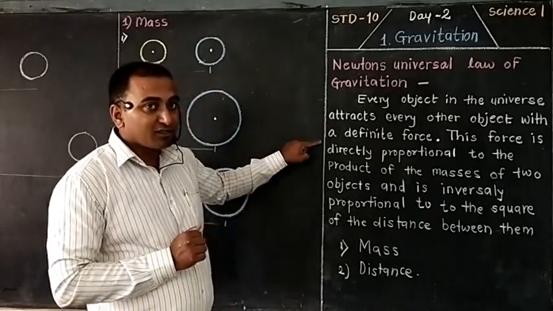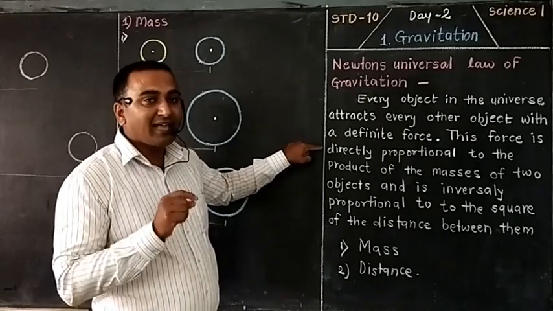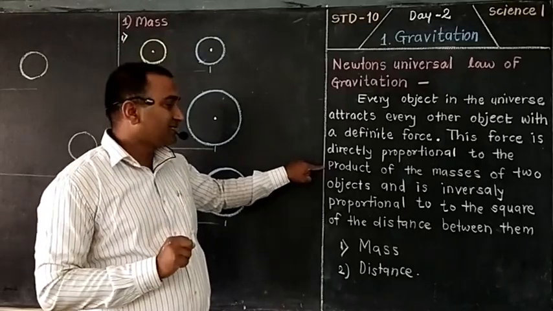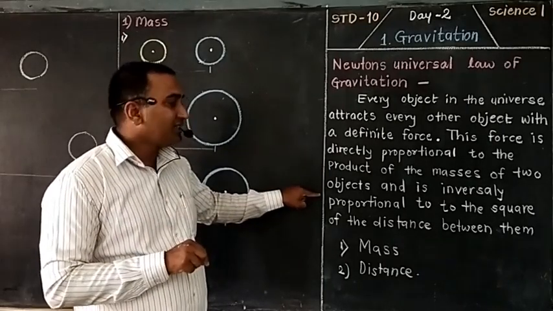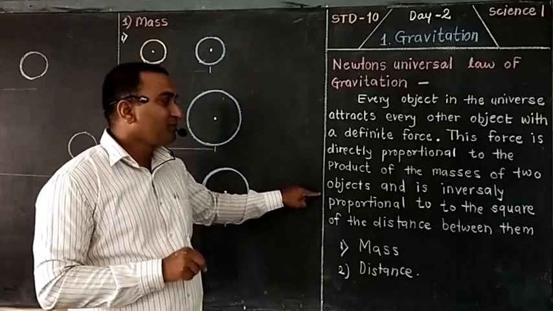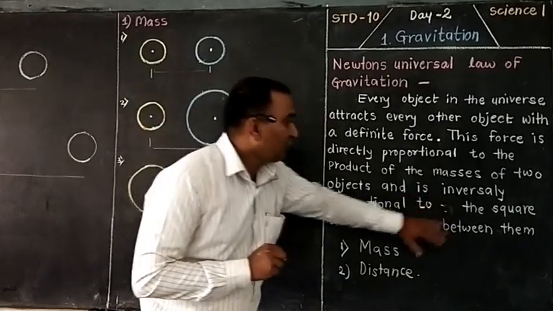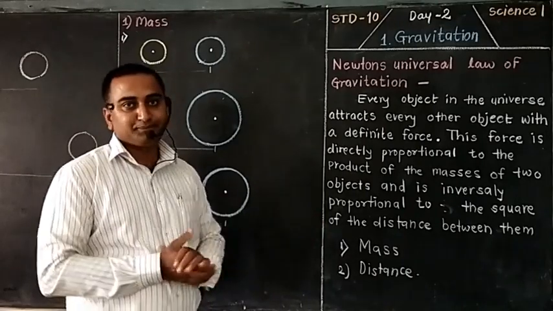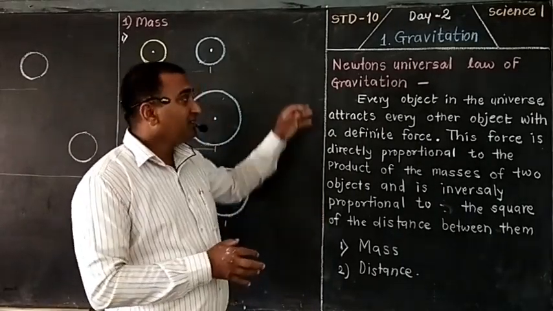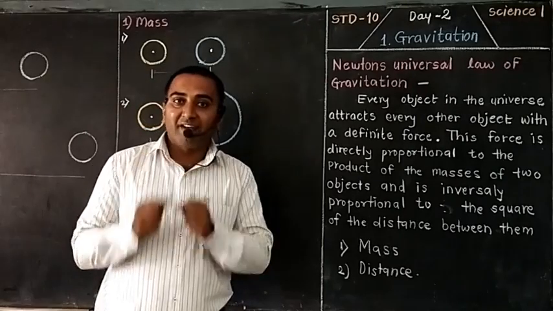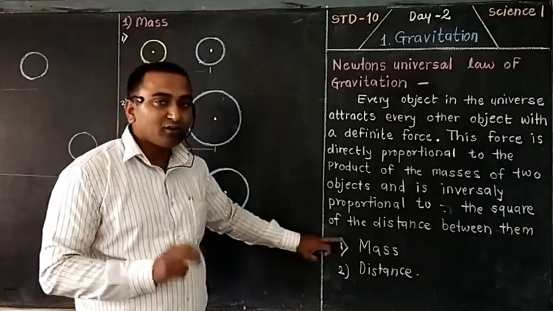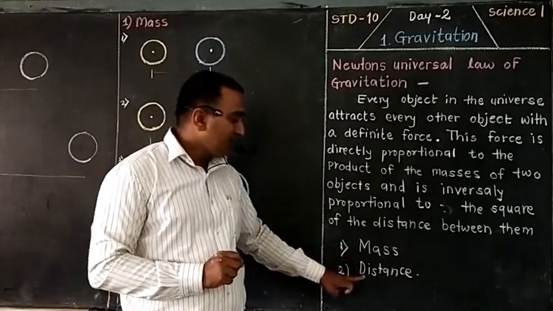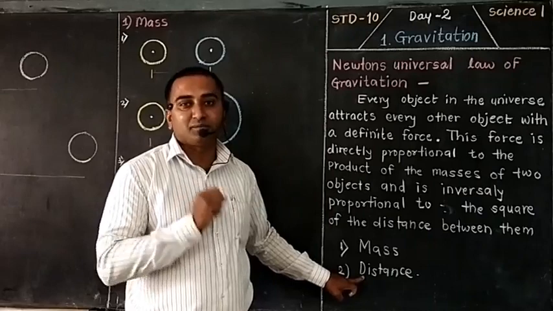This force of attraction is directly proportional to the product of the masses of the two objects, and this force is inversely proportional to the square of the distance between these two objects. That means this gravitational force depends on two things: the first is the mass of the objects and the second is the distance between the objects.